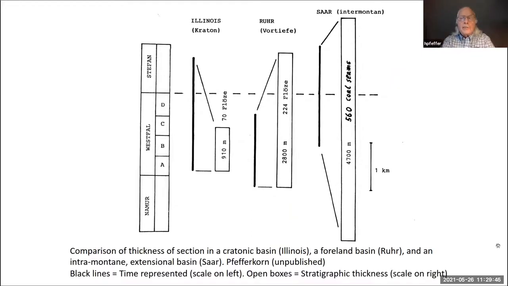When we look at the Cantabrian or the Westphalian-Stephanian boundary, we should look at different basins. On the left here is the time scale, and for three different basins, the black line gives the stratigraphic range of the beds. On the left is the Illinois Basin, a cratonic basin. In the middle is the Ruhr Basin, a foredeep basin. I made this slide before I worked in the Appalachians, so I could have substituted for it. And on the right is the Saar Basin, an intramontane basin. On the right is the thickness scale, 1 kilometer.